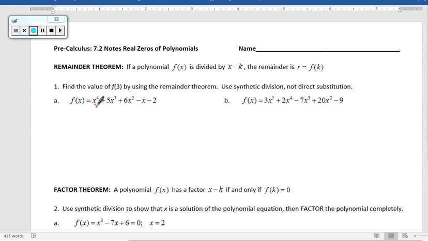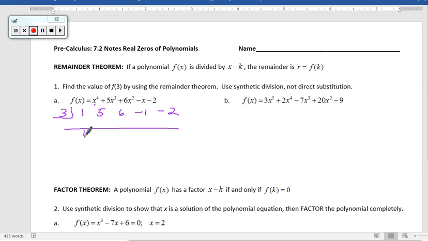So I want to know what is the value of f of 3. I could plug 3 into all these x's here, but we're going to do this with the remainder theorem. Using synthetic division, we take the coefficients of all the terms, and we do want to make sure that we're not skipping any terms. So the exponents are going down 4, 3, 2, 1, so we have them all. If one's missing, you'll need to put a 0 in its place. And we're just going to perform the synthetic division.